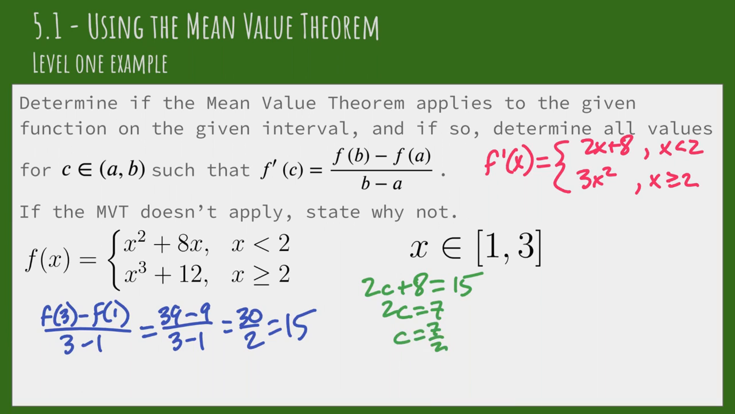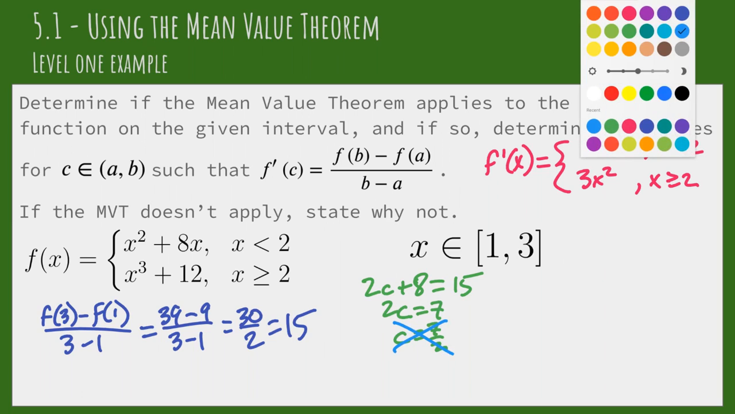So I need to check a couple of things here. Since I'm using this branch right now, that value has to be less than 2 for it to work, and 7 halves is not, so I can throw it out right now. Even if I didn't throw it out because of that, I also have to make sure it's on this interval right here. So even though I get a c value here, there's two different reasons that I need to throw that out, because not only is it not on the branch, so it's not even on the function, but also it's not in the interval in question.